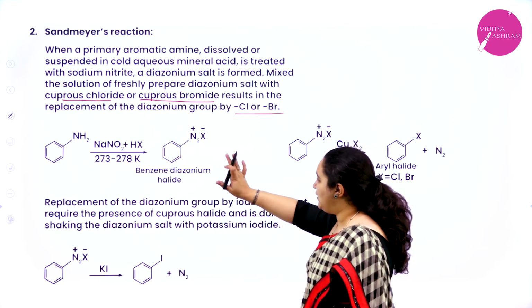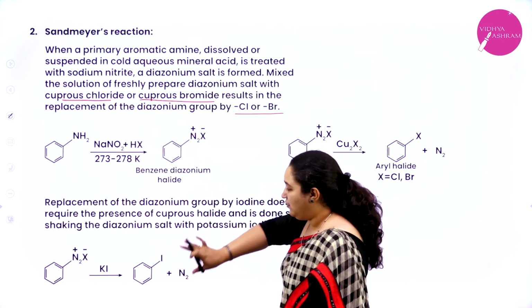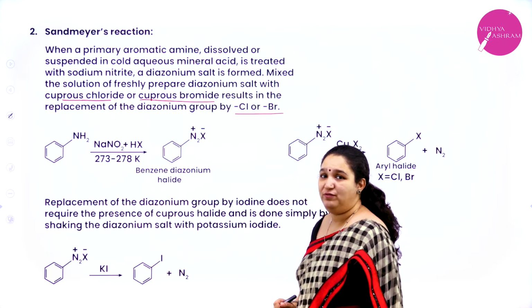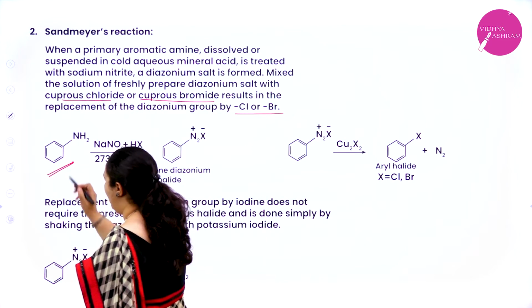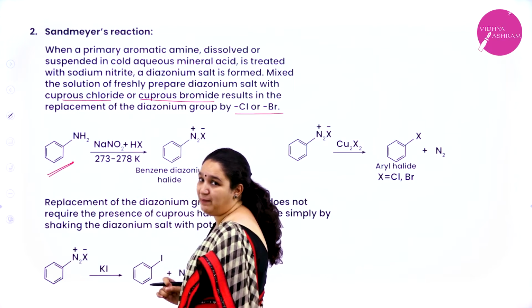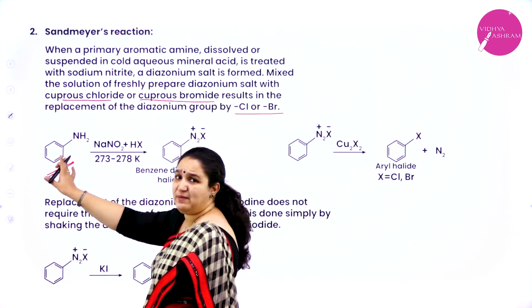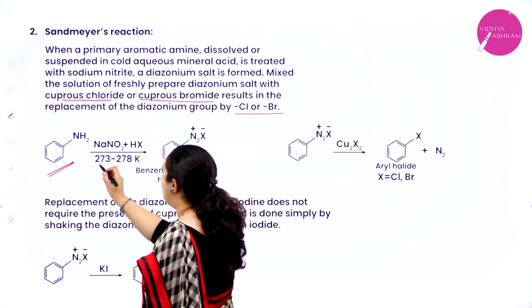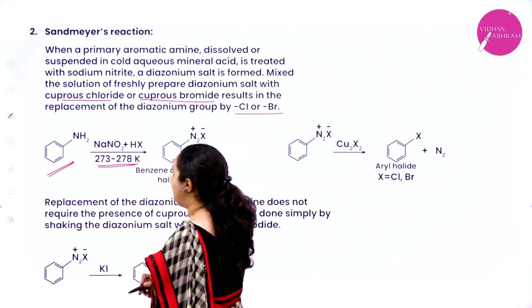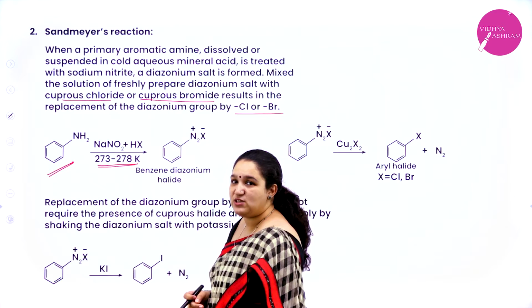First, here we are showing the preparation of diazonium halide, and then the preparation from that. What we are doing is taking an aromatic amine, a primary aromatic amine. Here the name is aniline. Now it is treated with a cold solution, 273 to 278 Kelvin, that is 0 to 4 degrees Celsius.